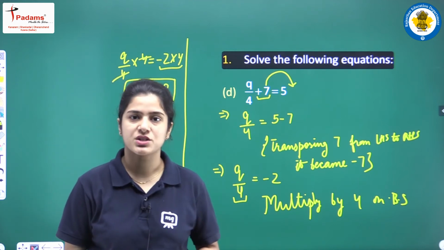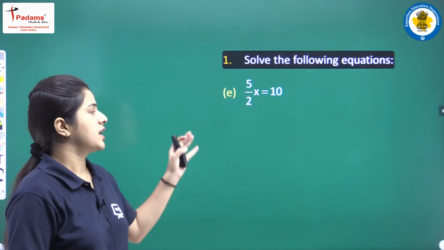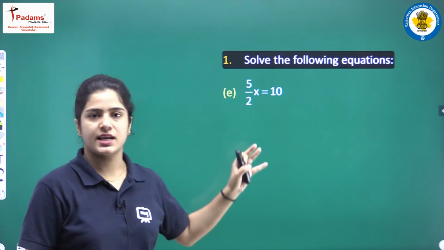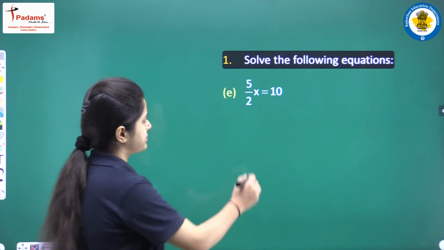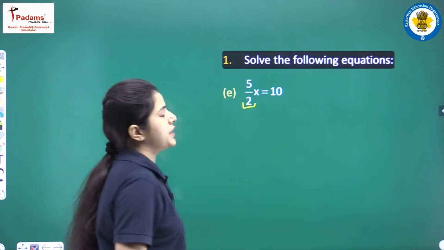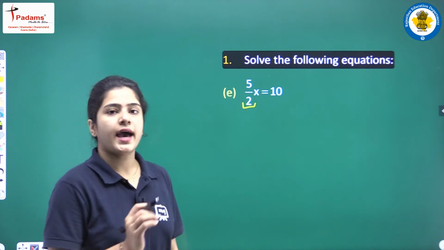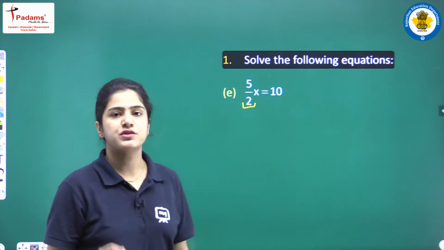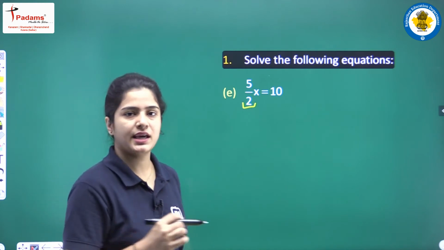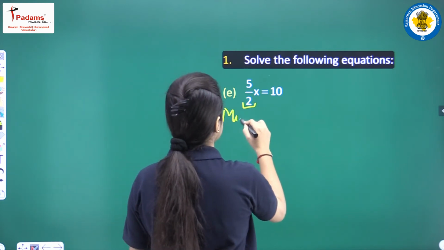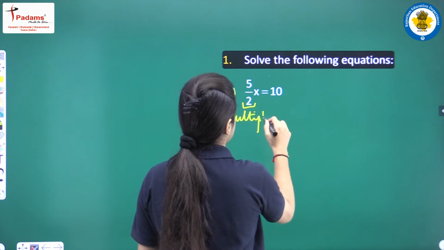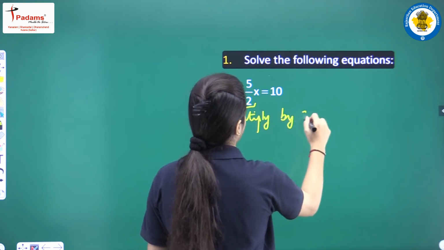Looking at the another question, what is it? Part E, 5 upon 2x is equals to 10. Clearly students, this 2 is in the division with the variable, and if you want to eliminate this 2, you have to multiply by 2 on both the sides. Okay, so multiply by 2 on both sides.